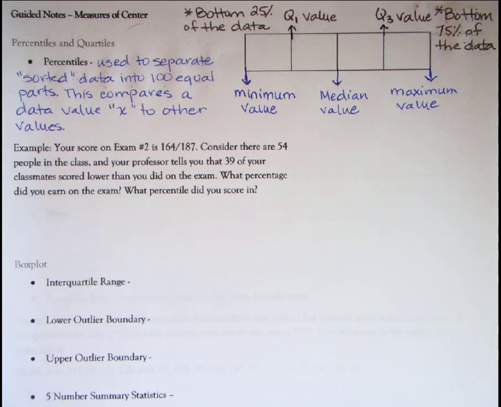So remember, when you're looking at a data set, you are taking the number of values and cutting those up into chunks representing the quarters of the number of data values that you have.